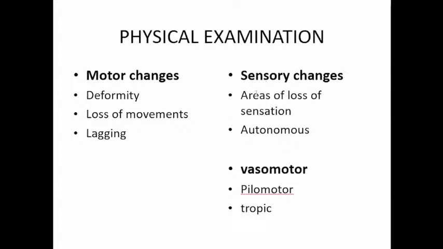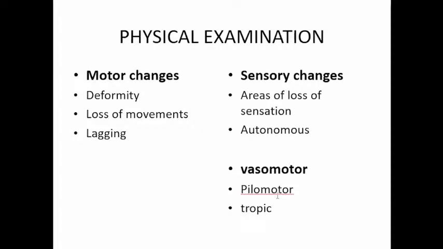Next, sensory changes. There may be, of course, loss of sensation, and you know how to test for sensation using fine touch. You're using a piece of cotton. Pain, you're using a pointed object. For example, the paddle hammer has, like, not a needle, because now you'll be pricking, but a pointed object. Then autonomic changes.